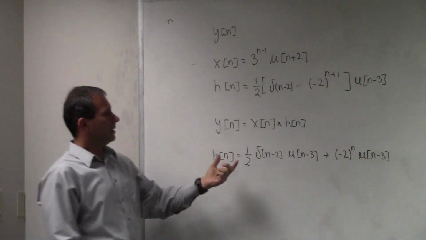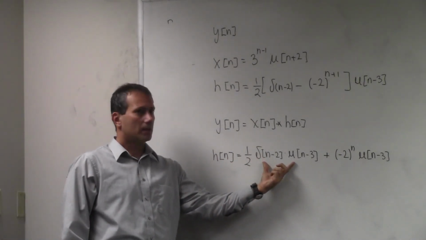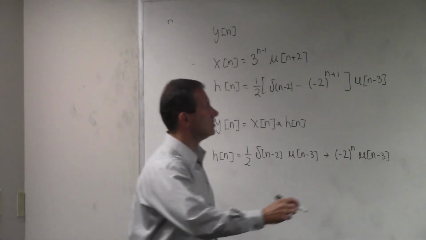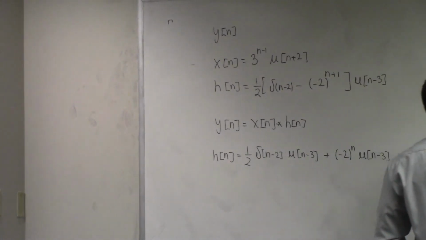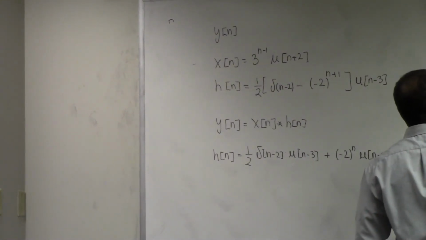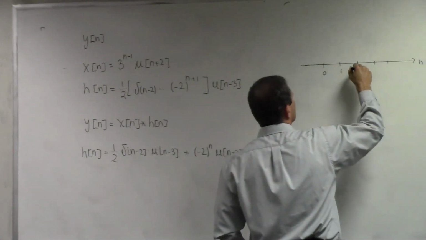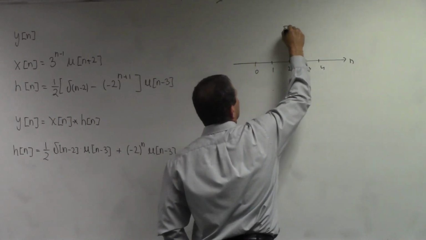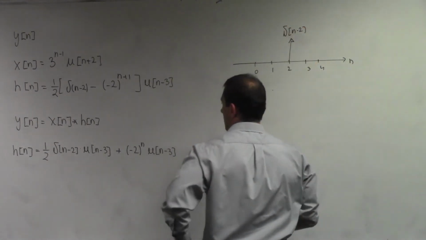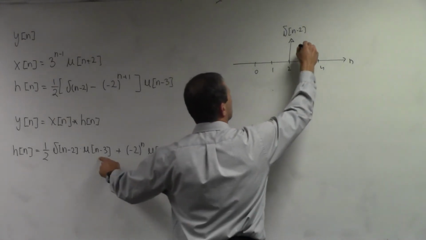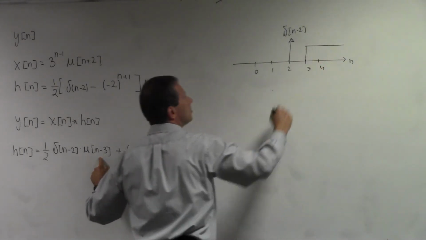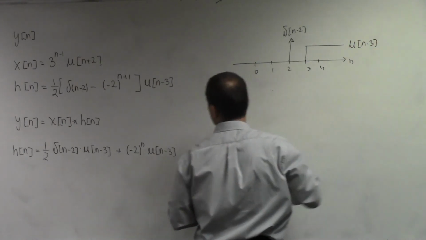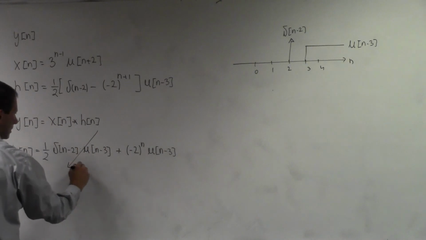Now you look at this part here, and what is this? It's a product. Let's just draw these two functions. This is n. Where is this delta? 1, 2, 3, 4. Here's delta, this is delta of n minus 2. Where is the other function starting? Here. So what's the product of these two? The product is 0. So this whole thing goes away.